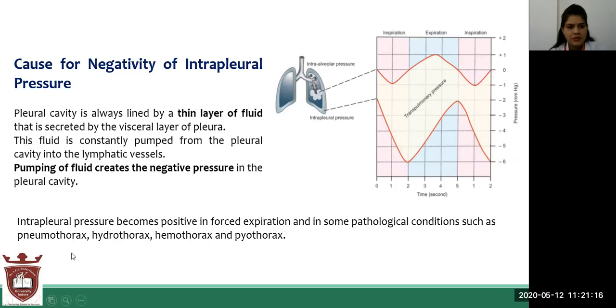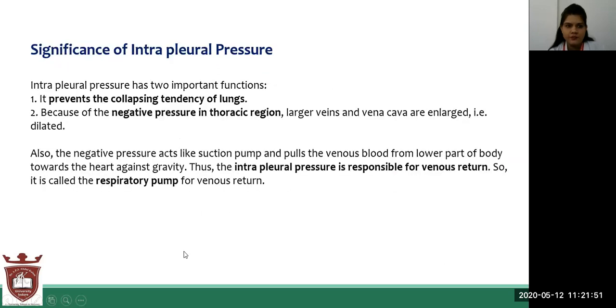And as intrapleural pressure is always negative in physiological condition, in some pathological or disease condition, it becomes positive. In conditions such as pneumothorax, hydrothorax, hemothorax, or pyothorax. Pneumo means accumulation of gas, accumulation of air in the pleural cavity. Hydro means accumulation of water in the pleural cavity. Hemothorax means accumulation of blood in the pleural cavity, and pyo means accumulation of pus in the thoracic cavity. During this condition, the intrapleural pressure becomes positive.